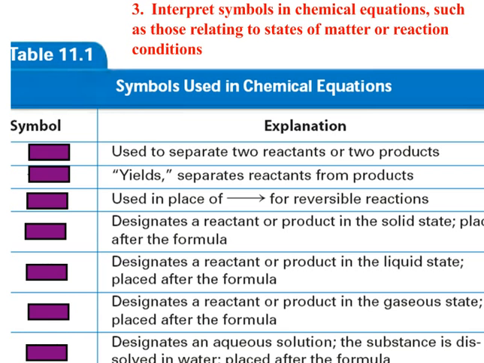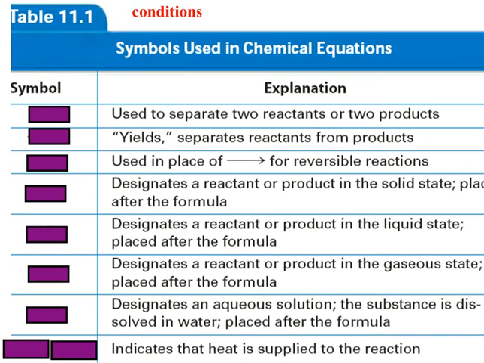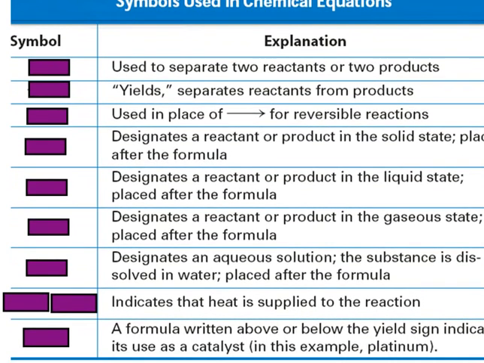And on here it has some definitions of some symbols that you will see in chemical equations. So we're going to go over this now. The symbol that is used to separate two reactants or two products is a plus sign. The symbol that means yields and separates the reactants from the products is an arrow sign, like so.